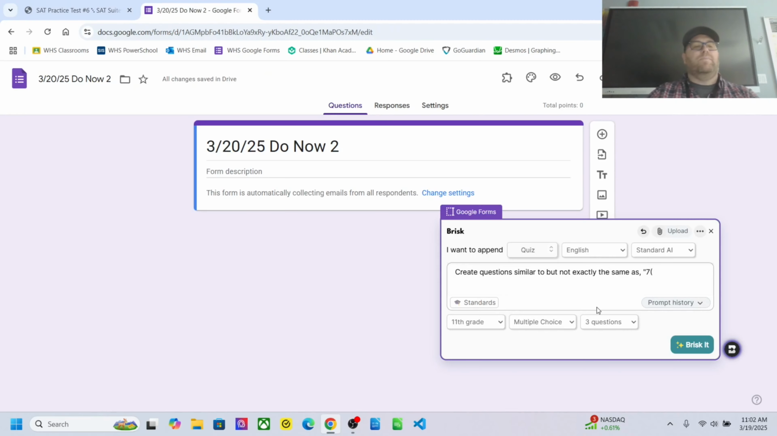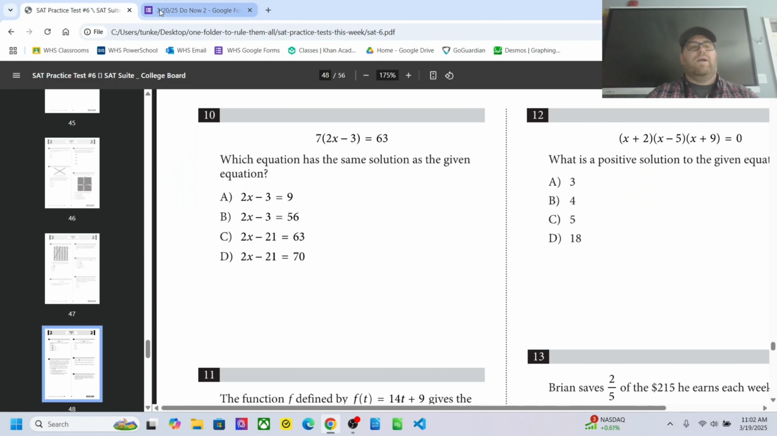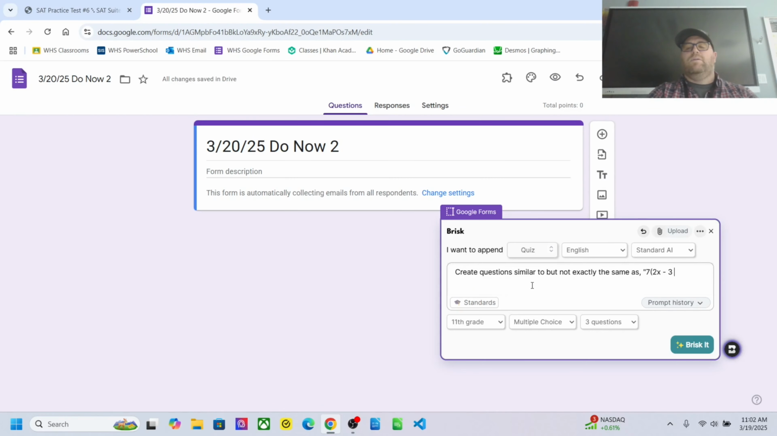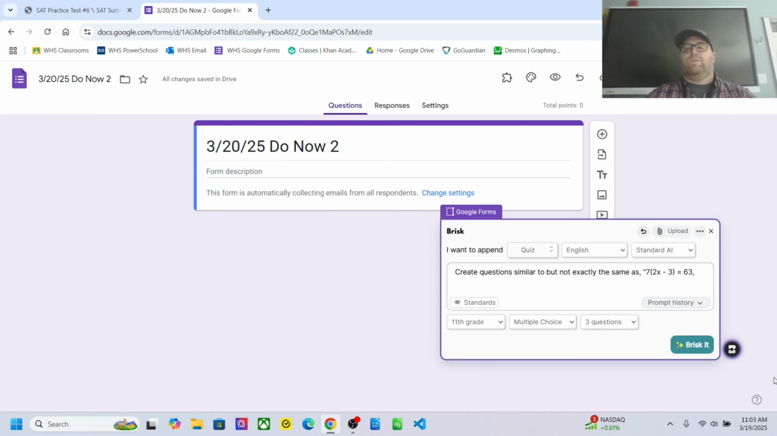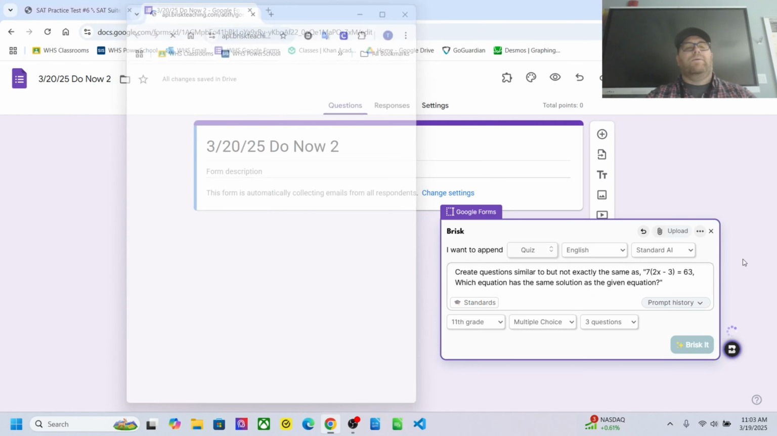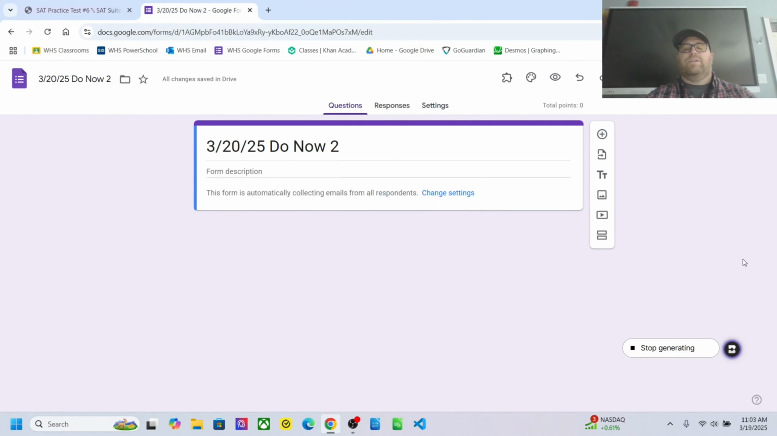So 7 times 2x minus 3 equals 63. And then the question is, which equation has the same solution as the given equation? And what we can do now is we can Brisk it. It's going to take a moment and generate those questions and give you some multiple choices.